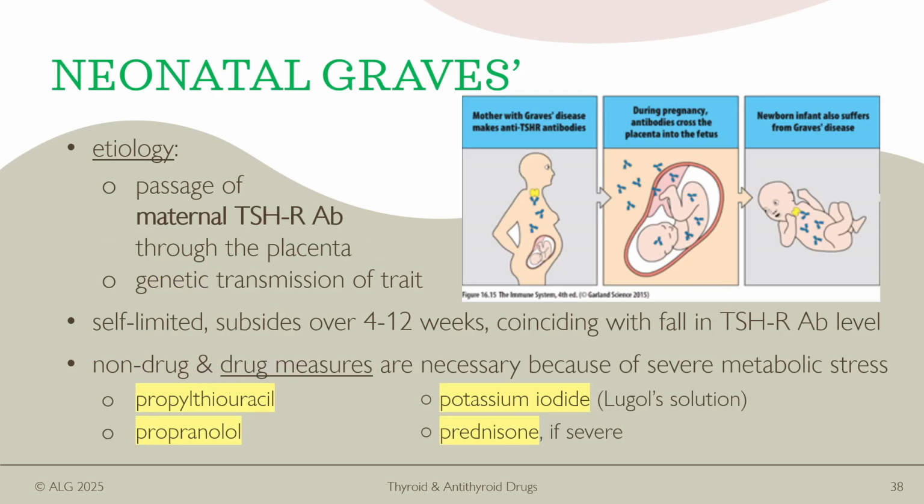Neonatal Graves' disease is primarily caused by maternal Graves' disease. The maternal TSH receptor antibodies cross through the placenta into the fetus. The disease is self-limited and subsides after the antibodies are cleared from the circulation. But because of severe metabolic stress, both supportive therapy and drug measures are necessary. As the clinical picture improves, these medications are gradually reduced and discontinued by 6 to 12 weeks.